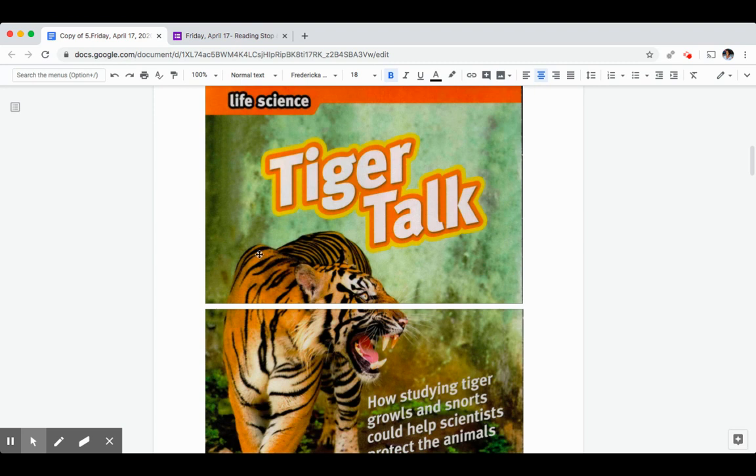So in order for something to be the main idea of our entire text, it needs to be what the author was teaching us throughout the text about our topic. So I went back to the text in order to figure out where the author mentioned tigers roaring and the sounds that they make.